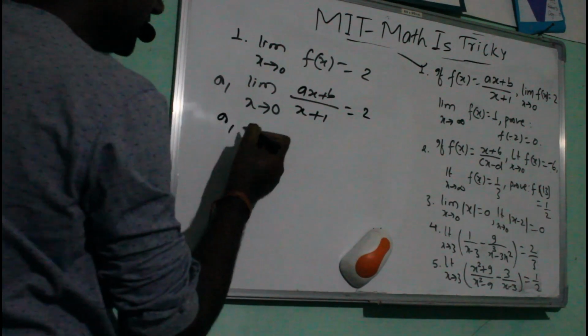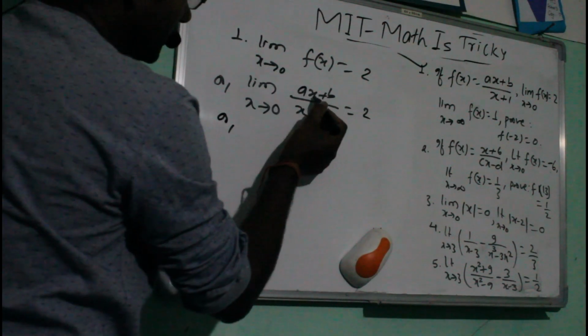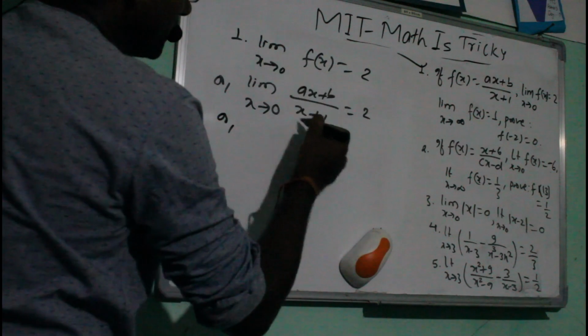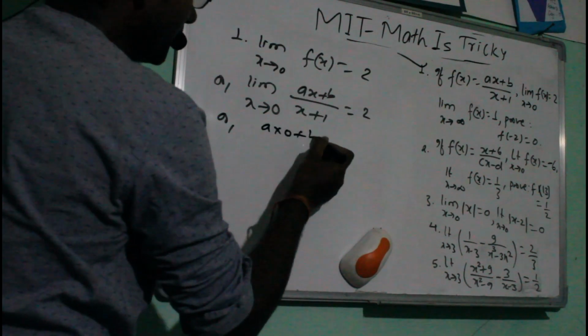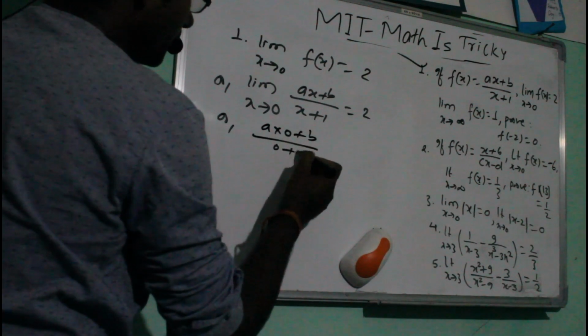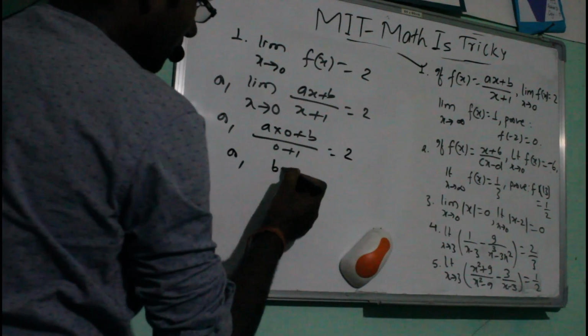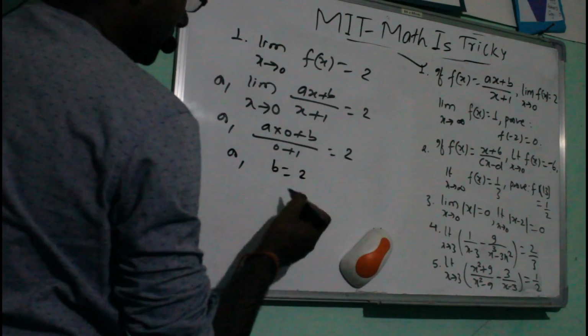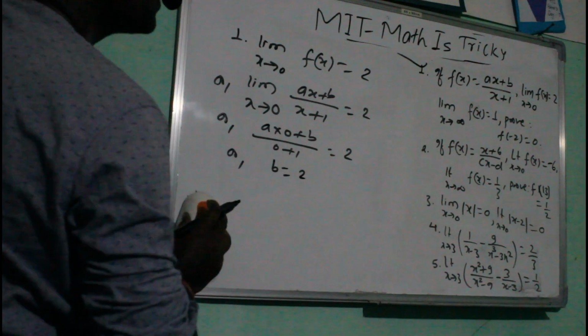So from this we'll get the limit. If we put x equals 0, we are not getting any indeterminate form, so we can directly put it here. So a into 0 plus b by 0 plus 1 equals 2. From this we got b equals 2.